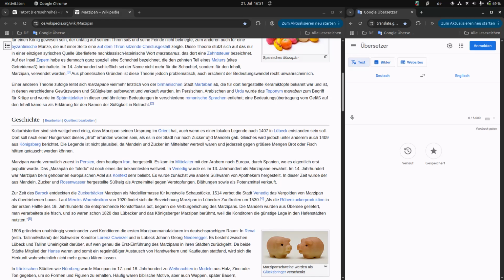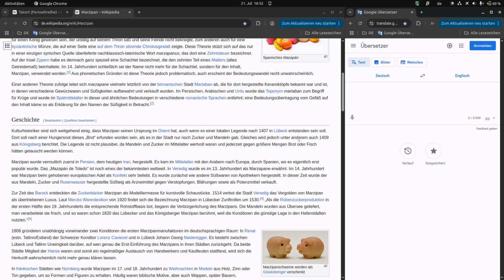I hope you get what this sentence means. Gleiches wird jedoch unter anderem auch 1409 aus Königsberg berichtet. Gleiches means the same, or yes, not in general the same. Wird berichtet just means is being reported. Bericht is a report. Wird berichtet is being reported. Jedoch, you would probably say but: the same is being reported. So it's just a different construction of saying but.